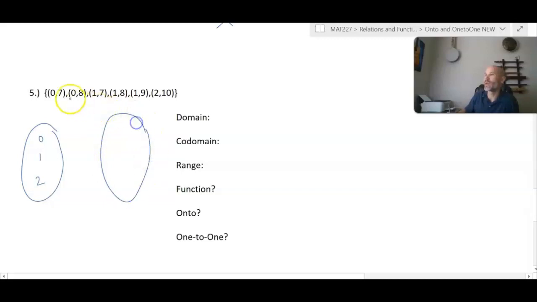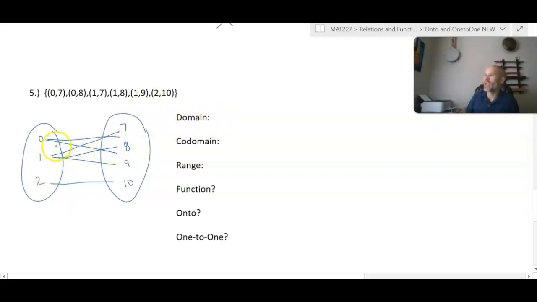Then in the codomain, which in this case is going to be on 2, because the only thing that we have here as far as what the codomain is, is just the output values. So we have a 7, we have an 8, this is another 7, we have a 9, and we have a 10. So 0 maps to the elements 7 and 8, 1 maps to the elements 7, 8, and 9, and 2 maps to the element 10.